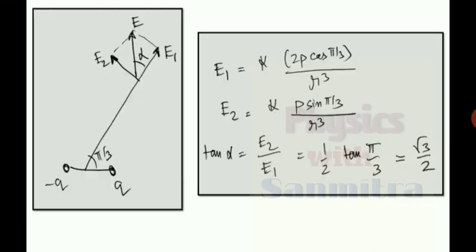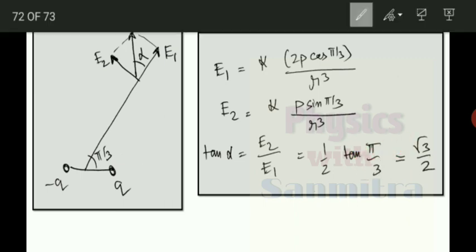I have already drawn this figure here. So this E1 will be 2p cos pi by 3, since this component is parallel. So E1 is 2p cos pi by 3 divided by r cube into k. E2 is k into p sin pi by 3 by r cube. If I divide them, tan alpha will be E2 by E1, that is half into tan pi by 3. Tan pi by 3 is root 3, so this is root 3 by 2.